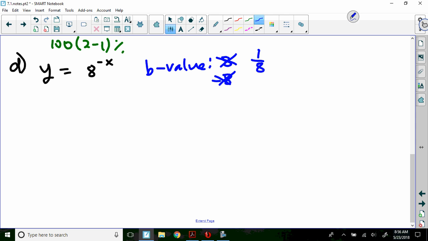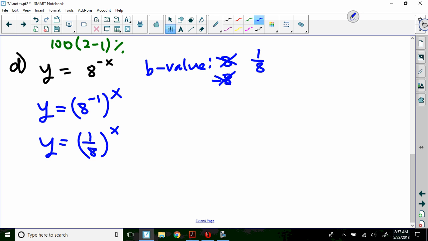If you're not sure how that comes to be, what somebody cleverly did here is they said, well, this is 8 to the negative first to the x. Remember your power of a power rule? And 8 to the negative first becomes 1/8, so it's 1/8 to the x, so your b value is 1/8. Okay.